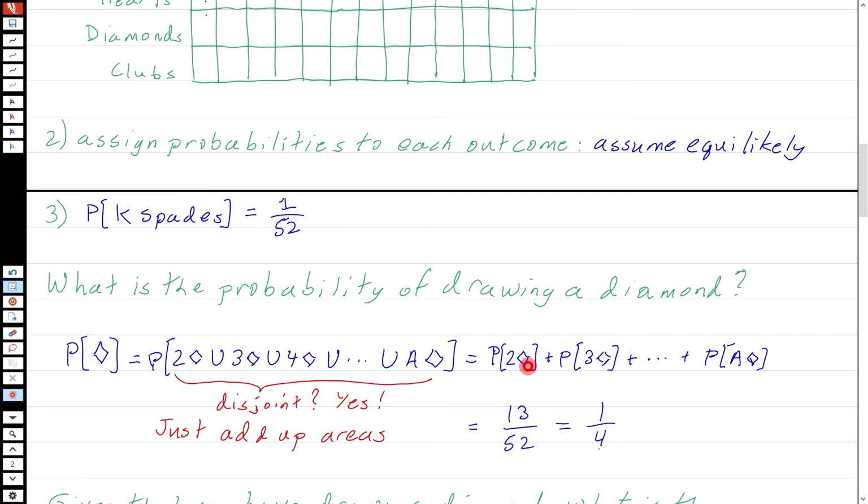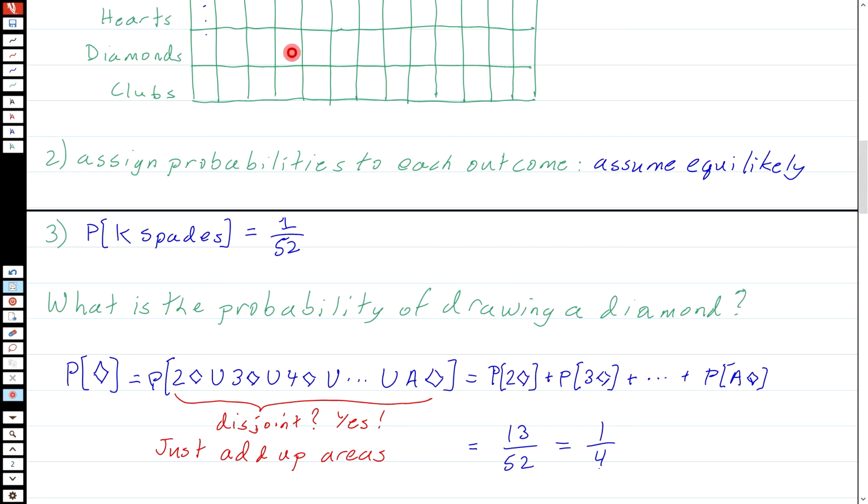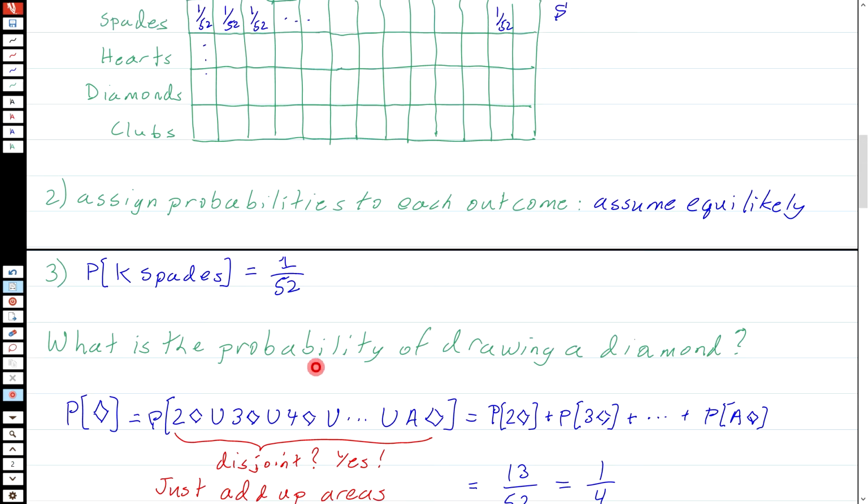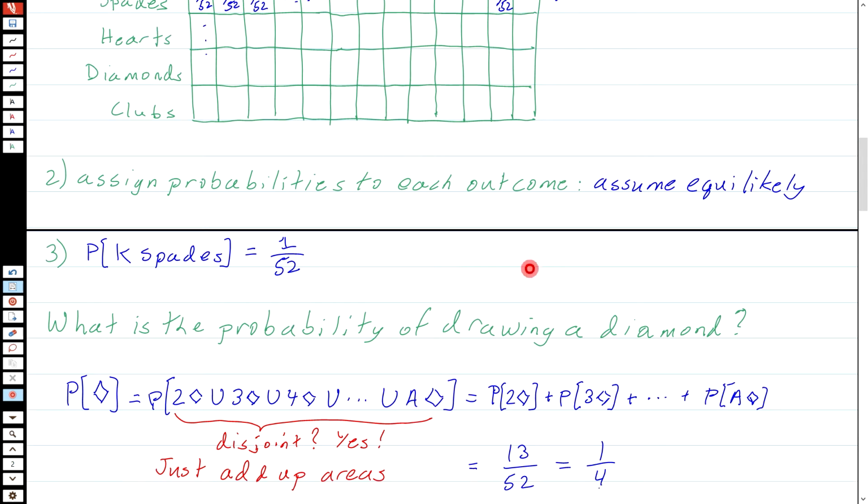And that means the probability of getting a diamond is just the area corresponding to 2 of diamonds plus 3 of diamonds, and so on up to the ace of diamonds. So it's basically the area of this row in the Venn diagram. We know that row is 13 elements in length, each with probability 1 over 52. So the total probability here is 13 over 52, which is 1/4. Well, there are 4 different suits, and we're just asking the probability of drawing one of the suits. The probability of drawing any of these suits is equally likely, so it's got to be 1/4. You can think of it that way as well.